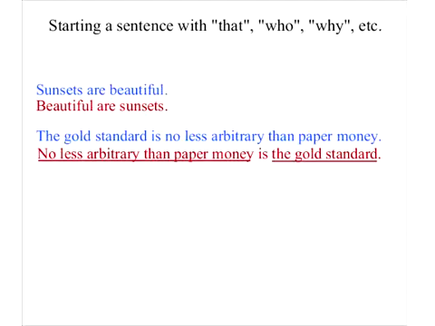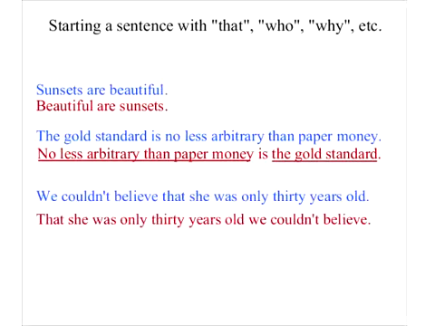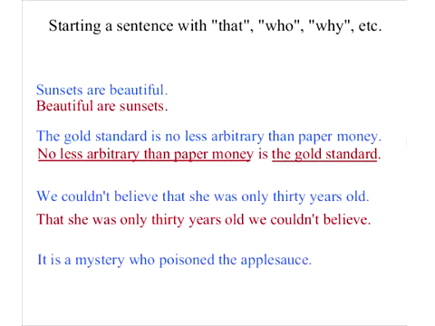So "the gold standard is no less arbitrary than paper money." If you're saying yes, then it is acceptable. There's nothing wrong with doing this. A couple more examples. "We couldn't believe that she was only 30 years old." I could flip that around and say, "that she was only 30 years old, we couldn't believe." I don't know why I have to change my accent when I say it backwards, but it's such a pretentious way of saying a sentence. "It is a mystery who poisoned the applesauce" versus "who poisoned the applesauce is a mystery."